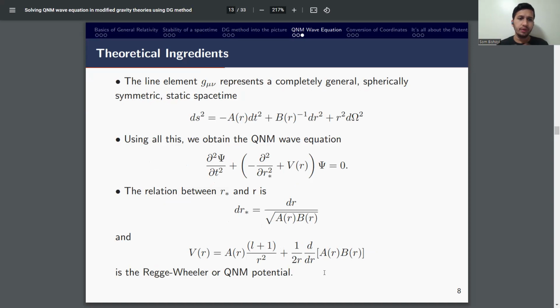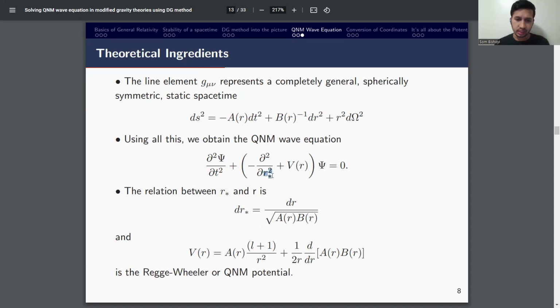Once we do that, we notice that our metric has certain symmetry properties. For example, it's spherically symmetric, and all the components, for example, A(r) and B(r), are time independent. So once we use all these ingredients, the upshot of all of this is that we get a wave equation of this form, which we already saw earlier. And this is what we try to solve. This is the QNM wave equation.